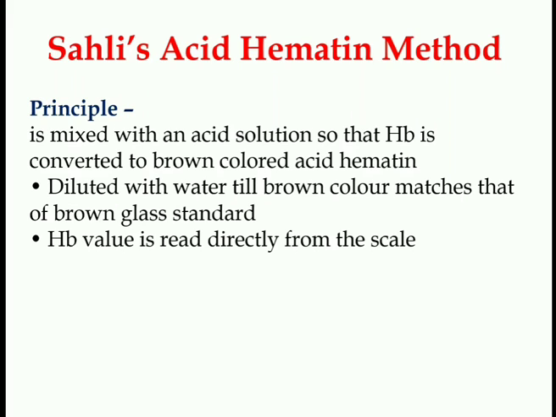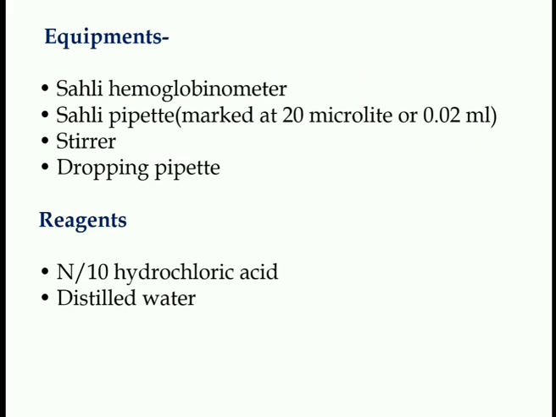The Hb value is directly read from the scale. Equipment required for determination of hemoglobin by Sahli's hemoglobin method are Sahli's hemoglobinometer, Sahli's pipette, stirrer, and dropper pipette.